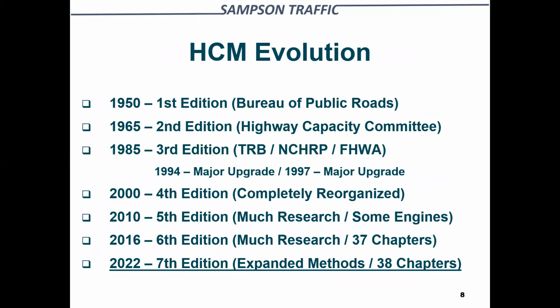So just to briefly say, this is the history of the Highway Capacity Manual. We had a 6th edition, actually major changes in the 2010 edition. The 6th edition came out in 2016, and this new version came out earlier this year with some expanded methods and 38 chapters. That chapter 38 is the network systems chapter.